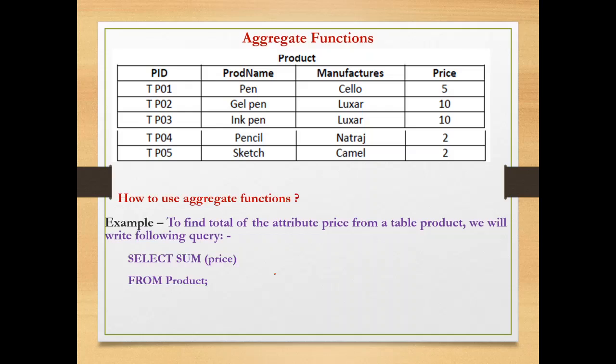Now let's have some examples of aggregate functions, how we will write these functions. The syntax to write these functions is select command, then function name and from table name. Now let's have an example to find the total of attribute price from a table product. Then we will write the following query: select sum of price from product. Then this command will find the total of whole price attribute.